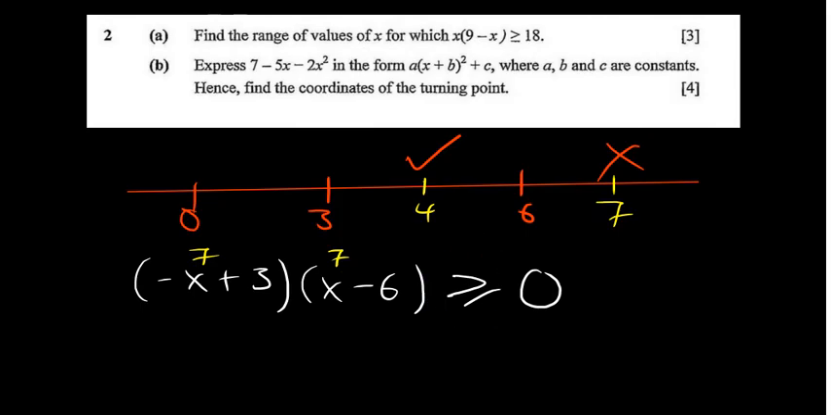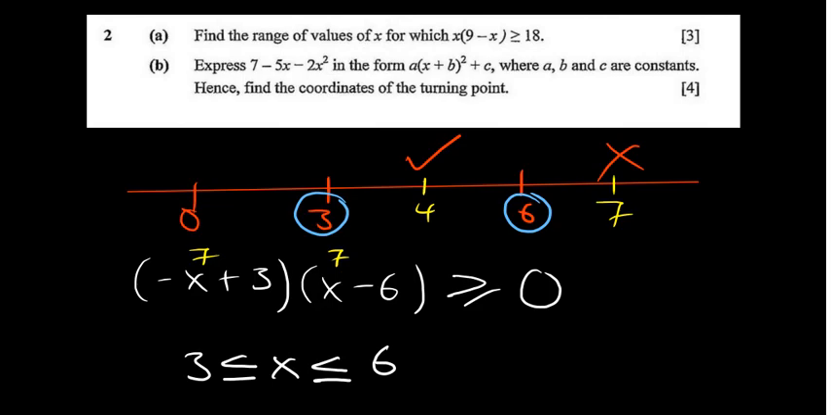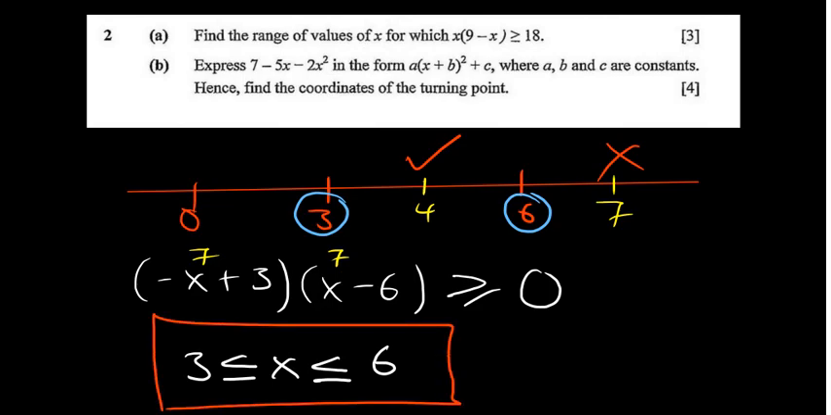So therefore, the answer is the middle part, between 3 and 6. So how do we present that answer? We'll say 3 is less than or equal to x, and x is less than or equal to 6. Okay. So if you try these numbers between 3 and 6, including 3 and 6 themselves, you're either going to get a 0 or a value greater than 0. So that's the range of values of x that will satisfy that inequality.